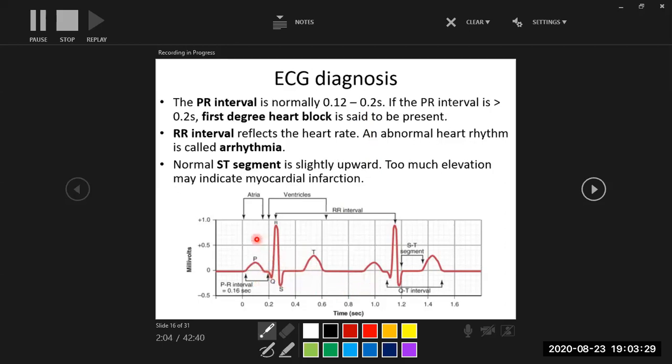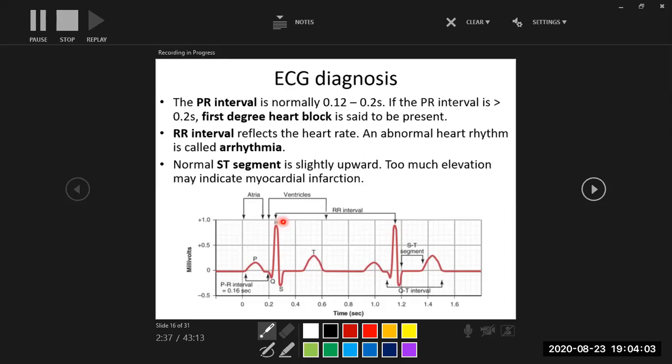If it's more than 0.2 seconds, we say this delay is way too long. What happens is that we probably don't see this QRS at all. We have P and then another P, or we have the very long delay, P, very long, then QRS. If it's longer than 0.2 seconds, then we have this 3rd-degree heart block. It indicates that transduction doesn't really go through well. So that's the PR interval.